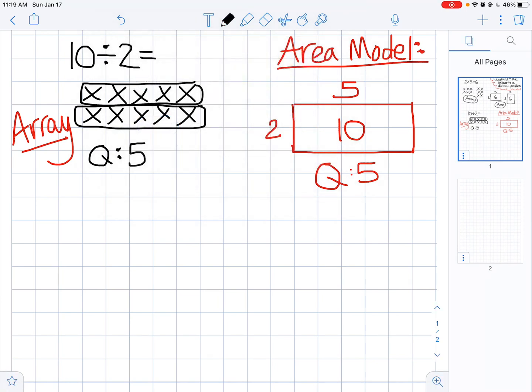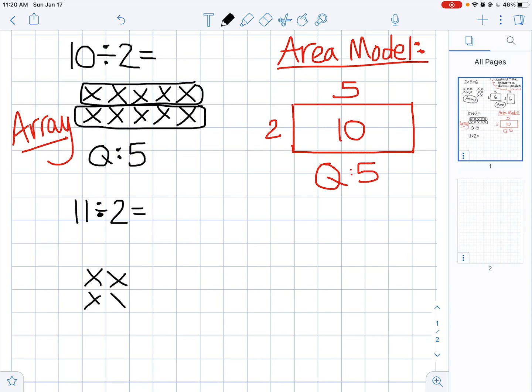What if I had 11 divided by 2? Let's take a look at how that changes things a little bit. Now, you may already be thinking, well, we know that's not going to work out nicely because 11 is not an even number. And you're right. But we're going to start to set it up the same way. We're going to think how many 2's get us as close as possible to 11. So again, I'm just going to start counting by 2's and making my array.